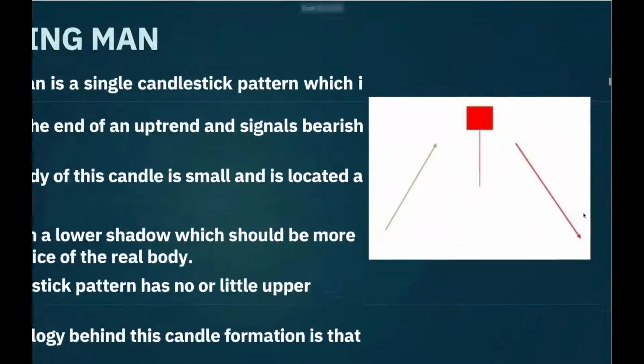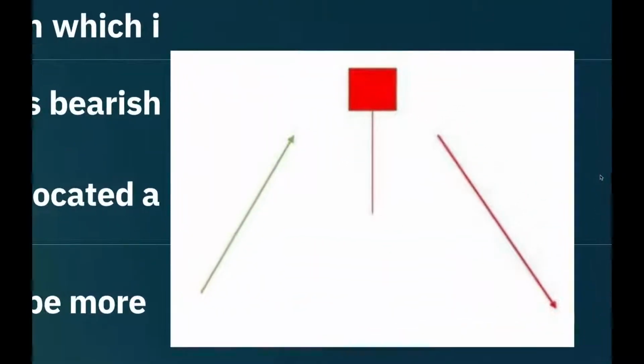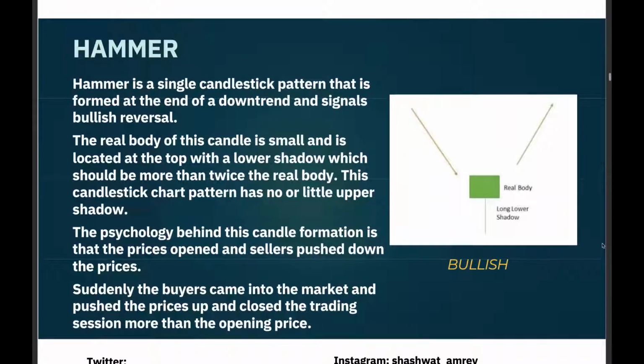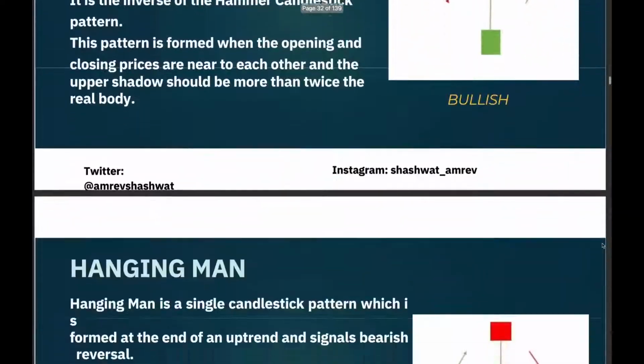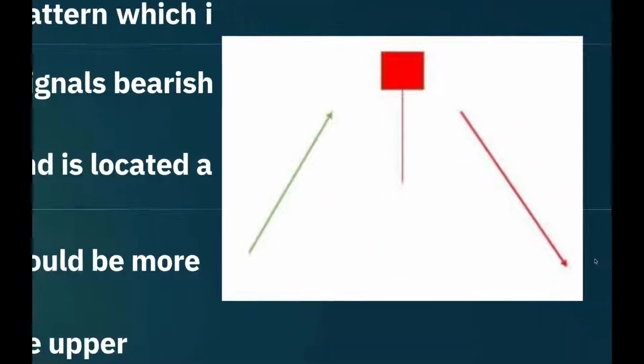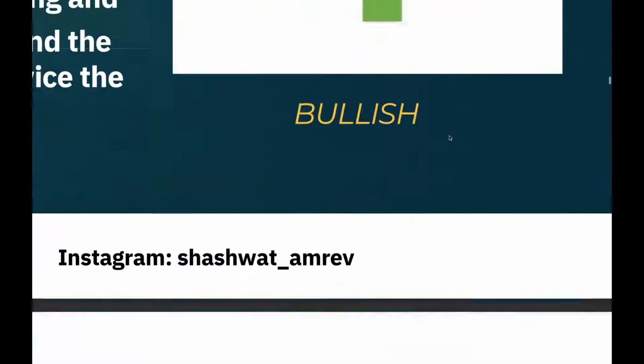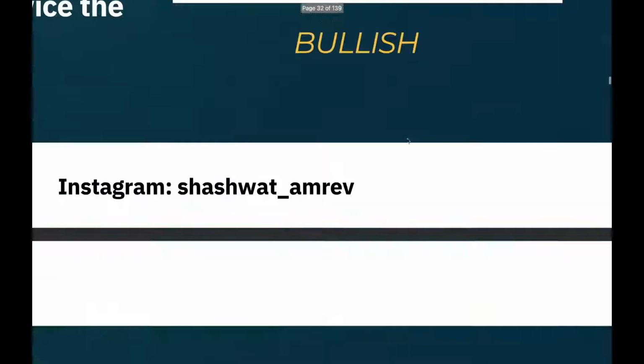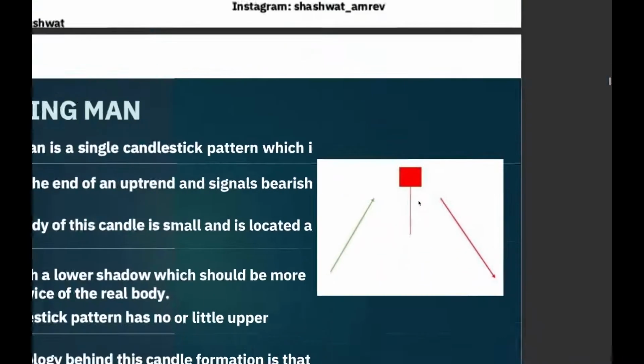Coming to hanging man, hanging man will give you a bearish move. Whenever this is formed in red color, it is just the same as hammer. See, hammer is also like this. Hanging man is just a copy but in red color. And this is at the top of a trend, while the hammer will be at the bottom of a trend. So the major difference is top and bottom.